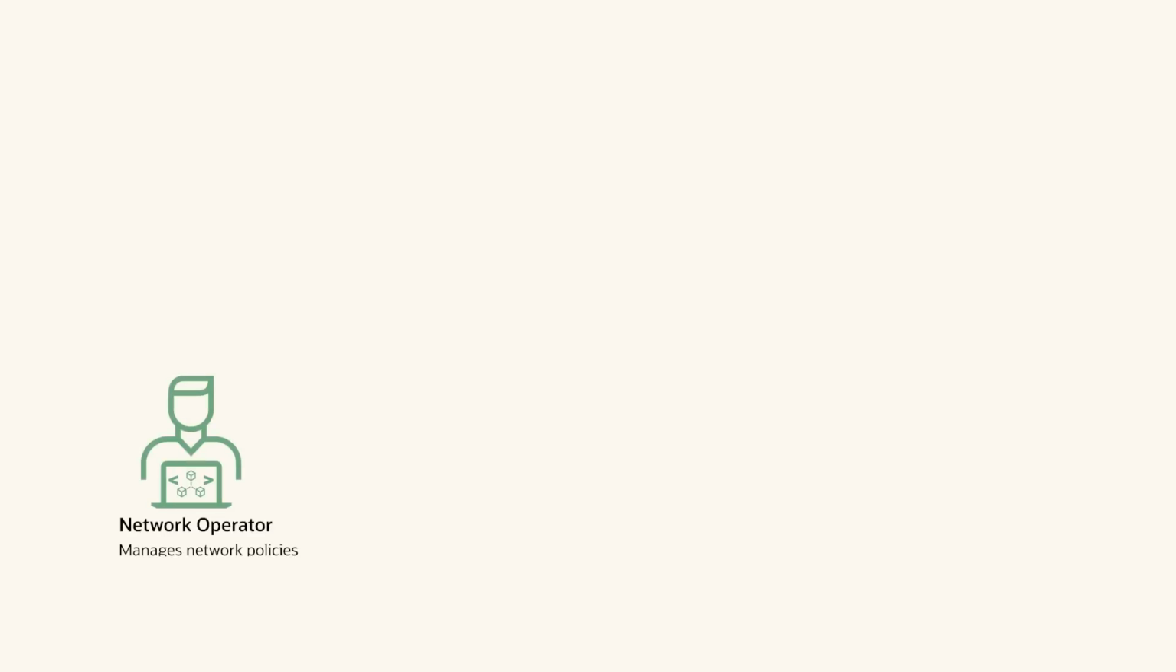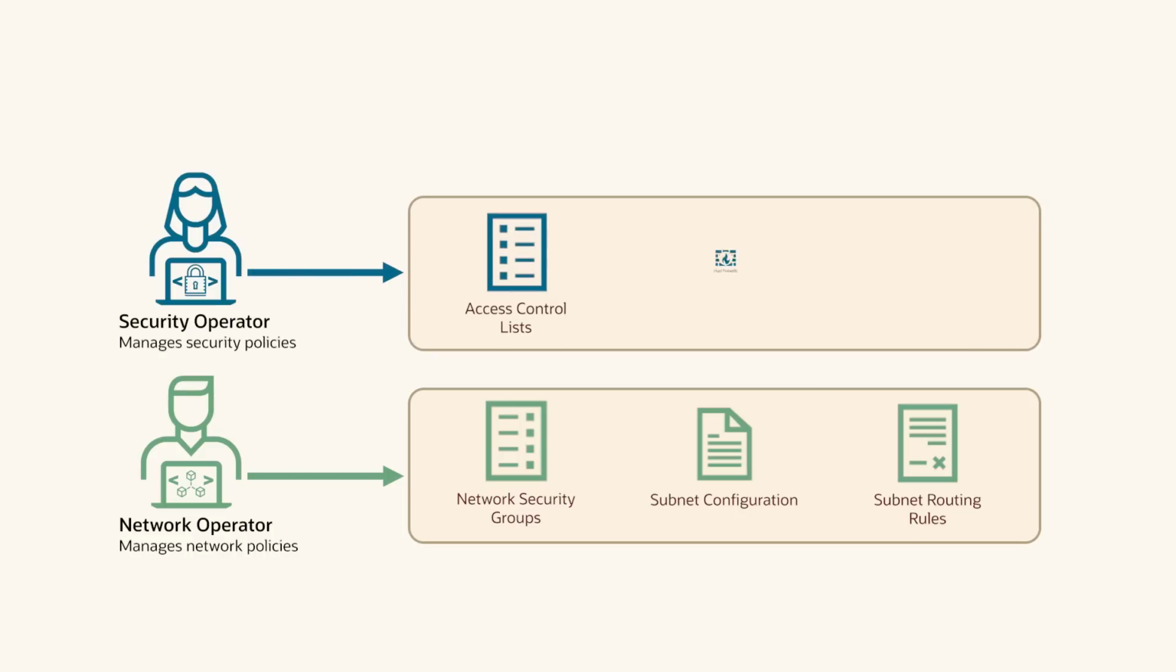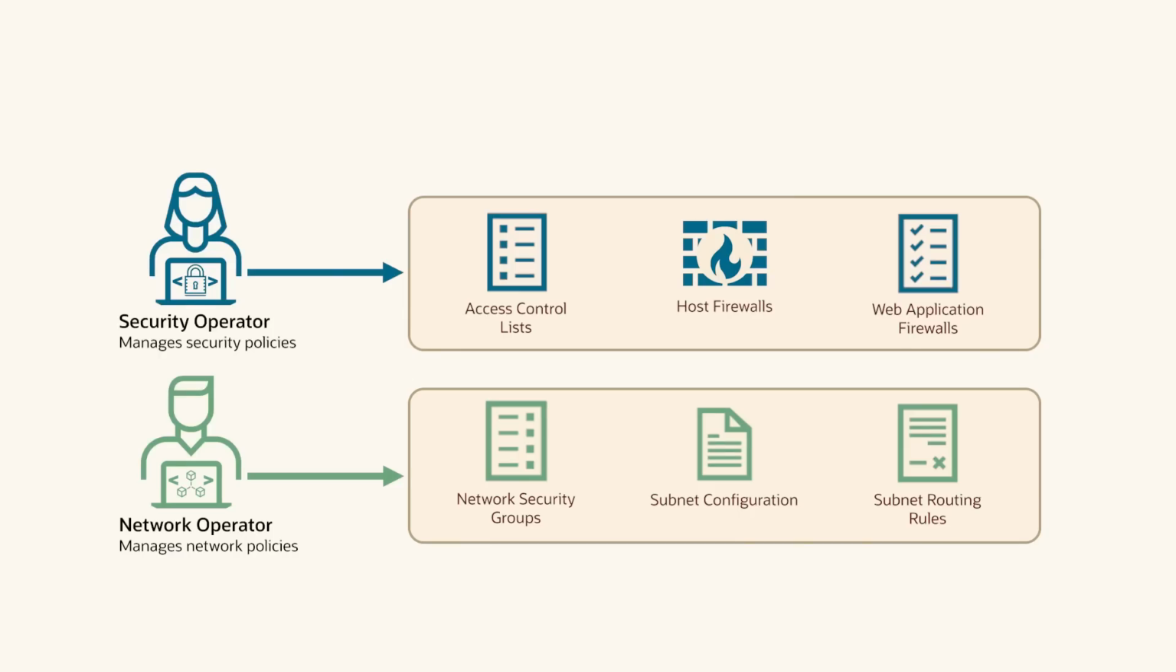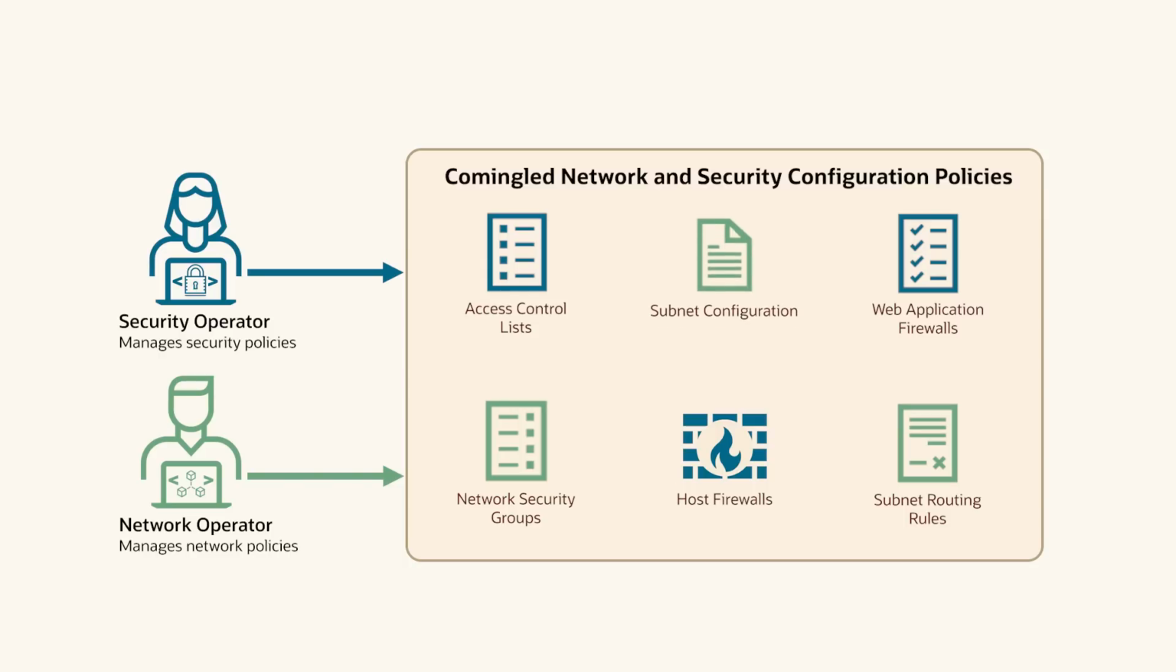Ideally, the network operators manage network policies, and the security operators enforce security policies. However, with typical network policies, the security aspects and the networking aspects of those policies are commingled. If network policies change, any security policies defined at the network level can be affected in ways that are hard to predict and evaluate. This can result in security gaps and vulnerabilities.